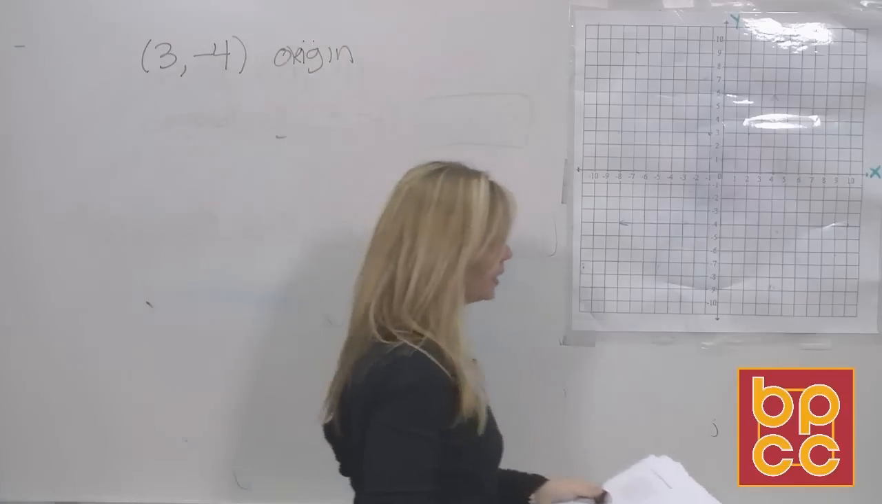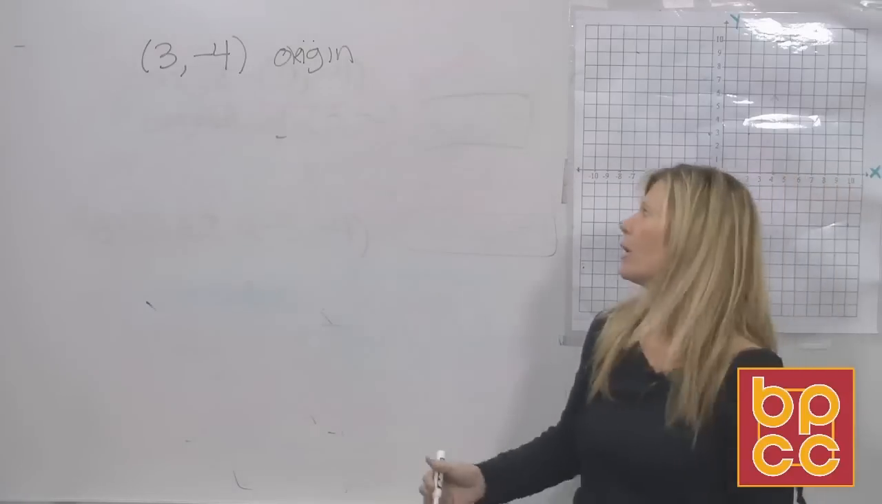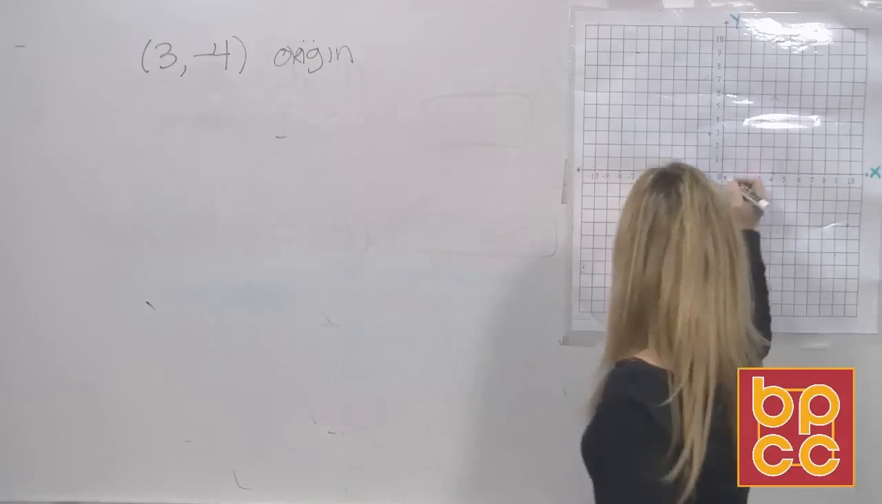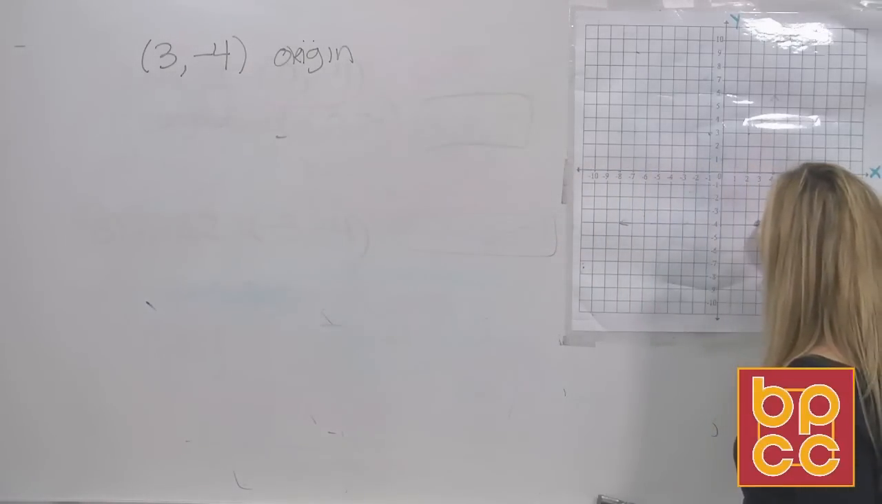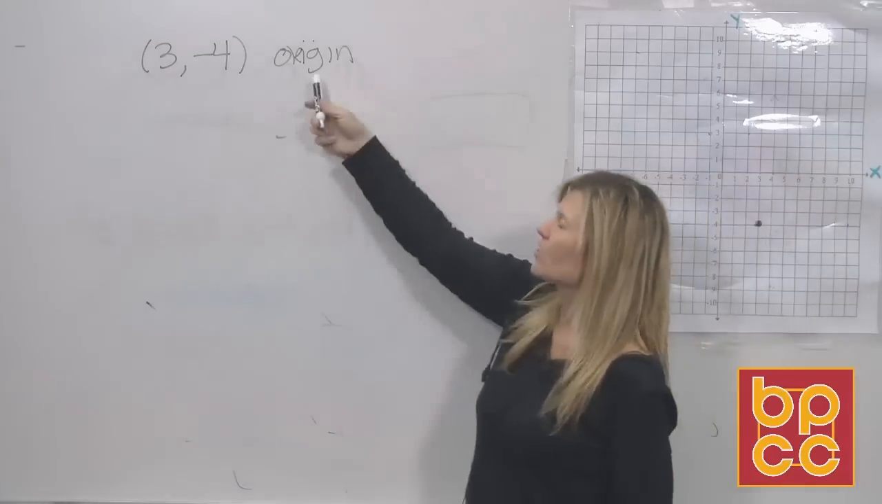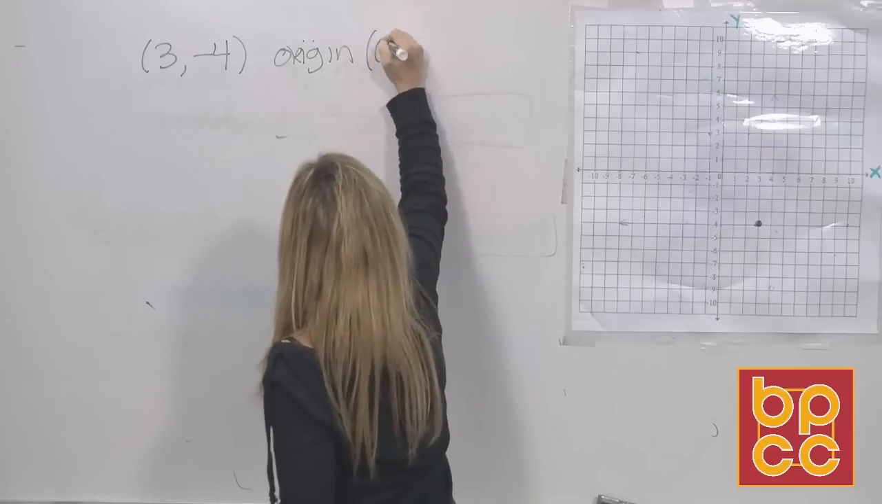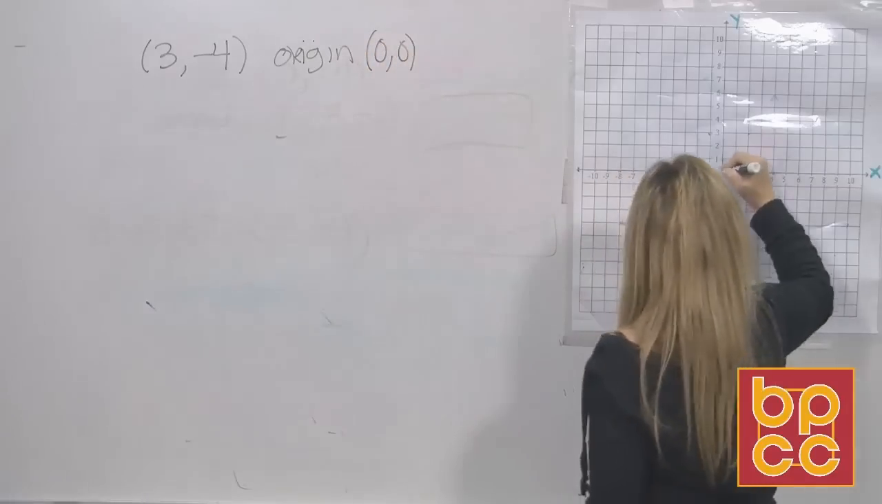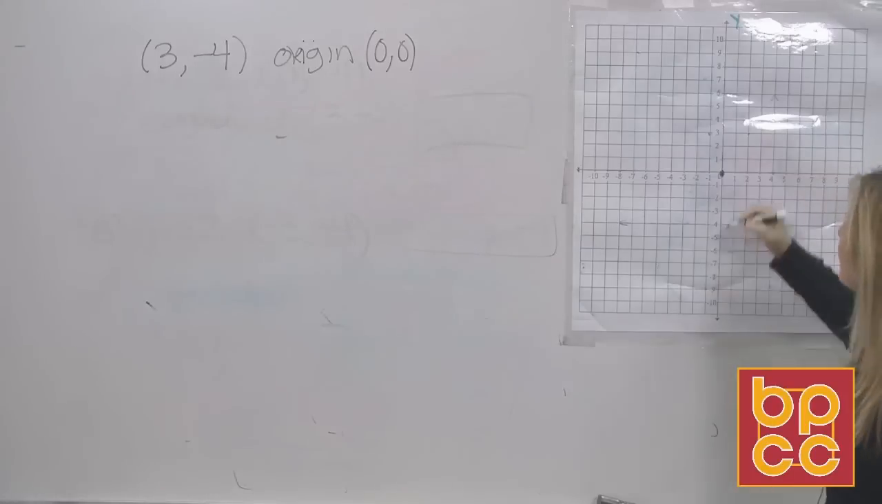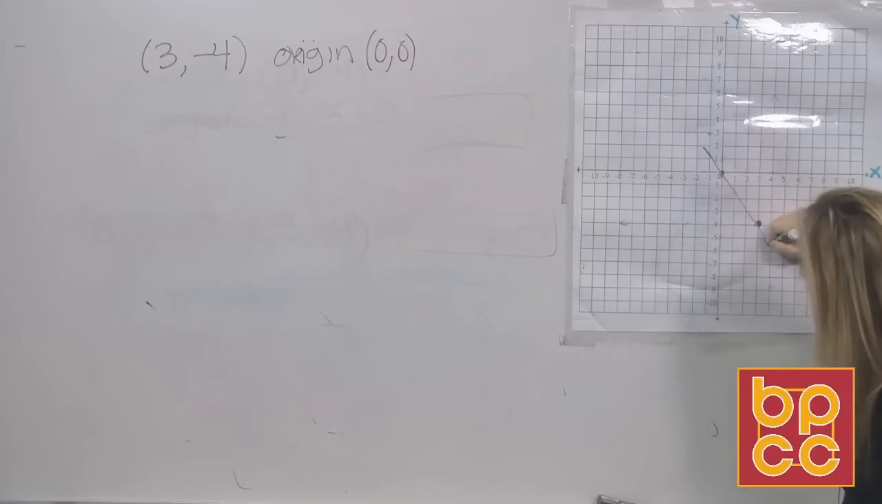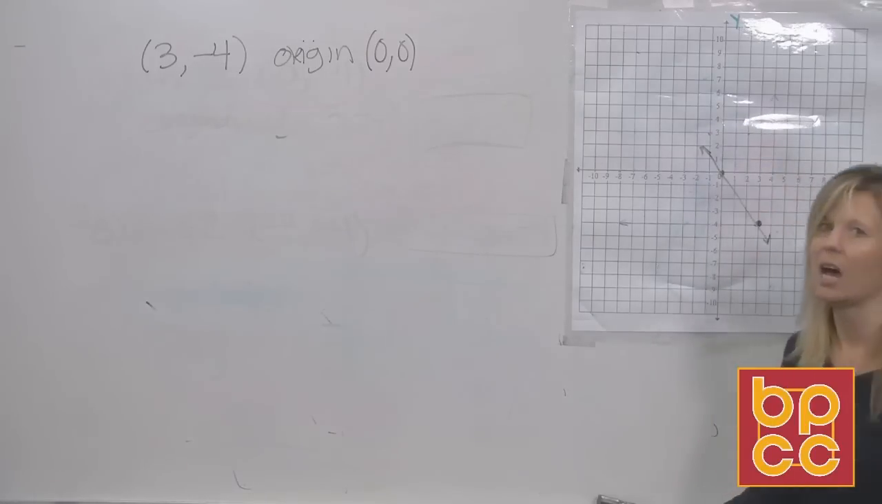All right. We all know what 3, negative 4 is. It's a point. We'll plot it. 3, negative 4. What's this clue? What's the origin? Very good. It's also a point. It's 0, 0. And if I connect those 2 points, it's obvious we're talking about a diagonal line.